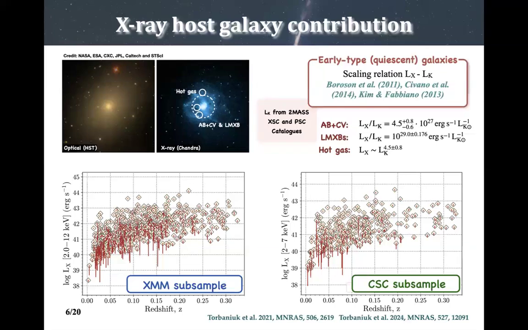The approach is the same, but we're just using another scaling relation between X-ray luminosity and K-band luminosity for three different sources of possible X-ray emission. So the idea is the same. We have the total X-ray luminosity, from which we subtracted the predicted X-ray luminosity from three different sources from the host galaxy.